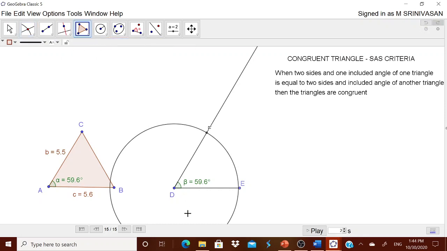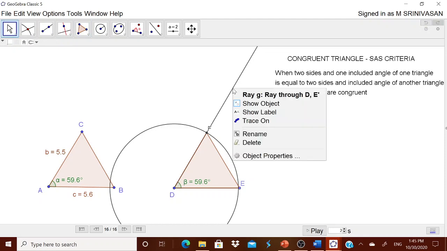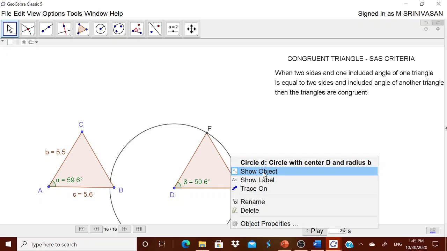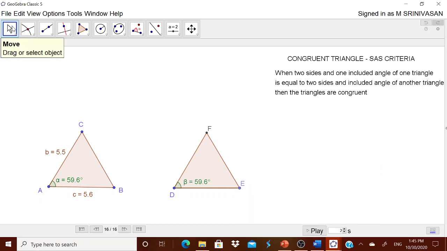Now I will go for the polygon D, E and F and come back to D. I don't want this ray which has helped me show the object. I don't want this circle anymore. Therefore, hide the object. Now you have two triangles which are congruent to each other.